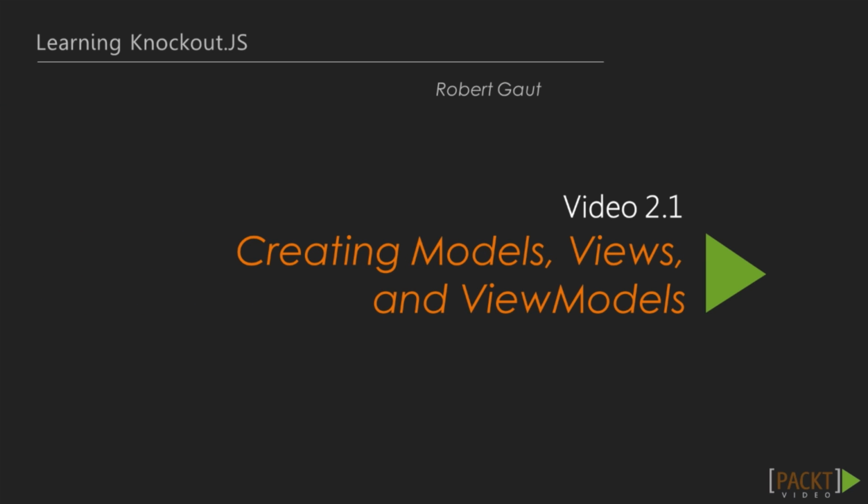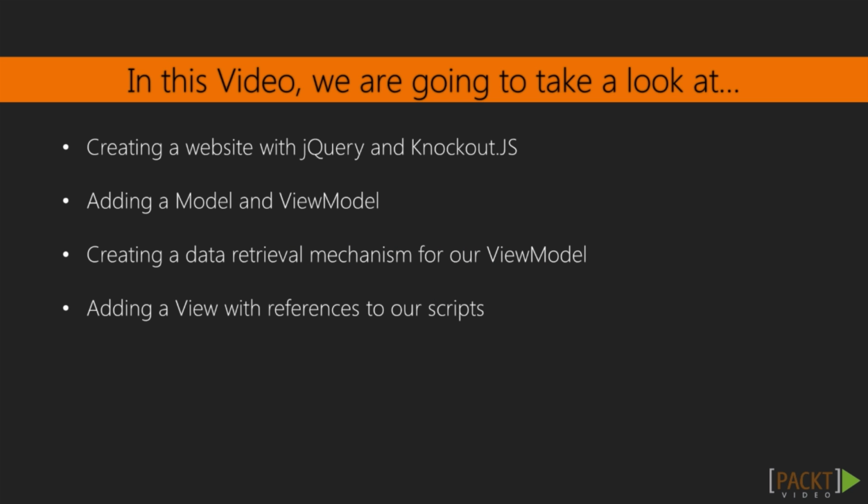In this video, we're going to build a sample website and implement the MVVM pattern by creating a model, view, and view model. We're going to then use Knockout's data binding syntax to render our data to the view. Once we have our data displaying on the screen, we'll data bind to various HTML attributes to manipulate the display of our data.